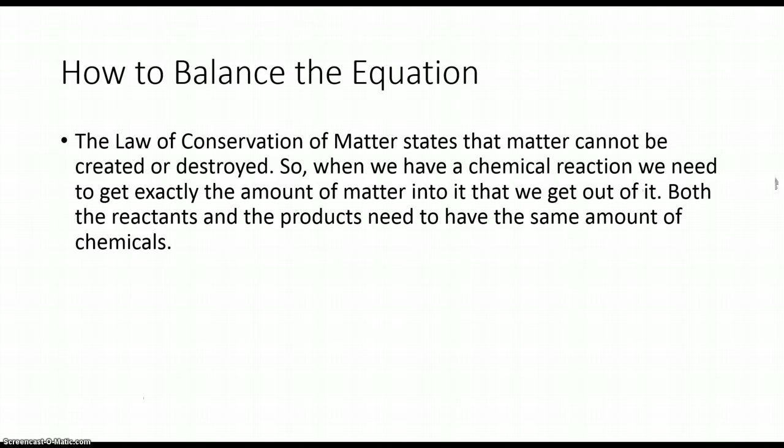So here's how to balance the equation and why we balance equations. The law of conservation of matter says that matter cannot be created or destroyed. So when we put a certain number of atoms into an equation, we have to get the same number out, or else matter would have been created or destroyed, and that can't happen. So both the reactants and the products must have the same amount of chemicals.